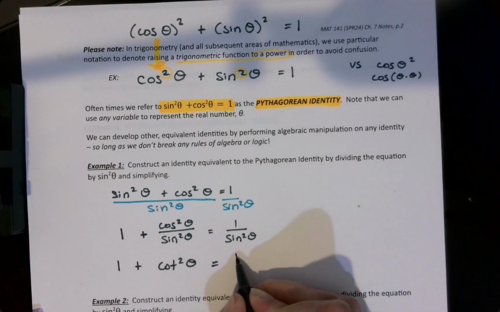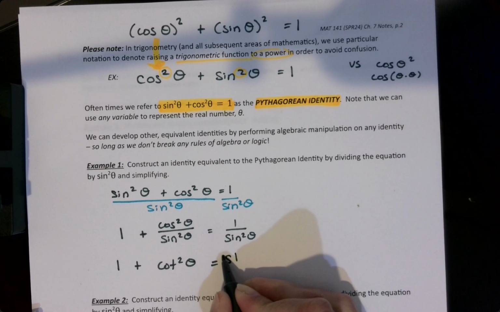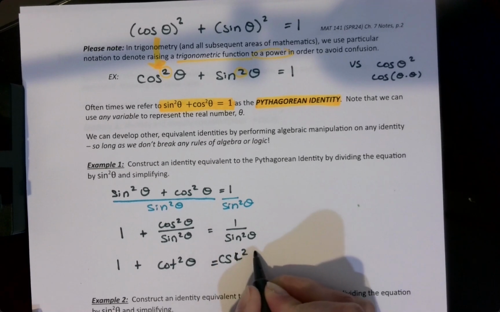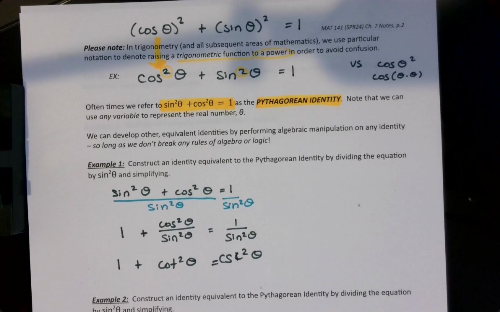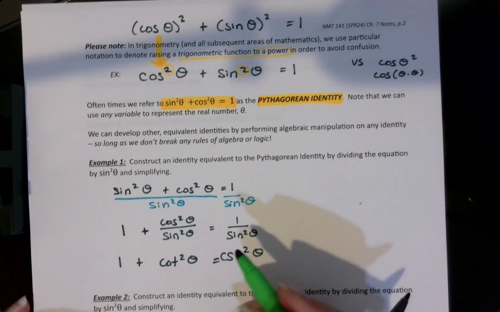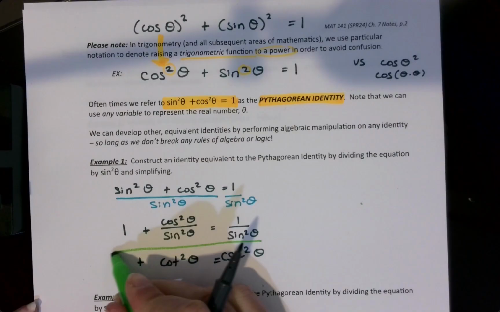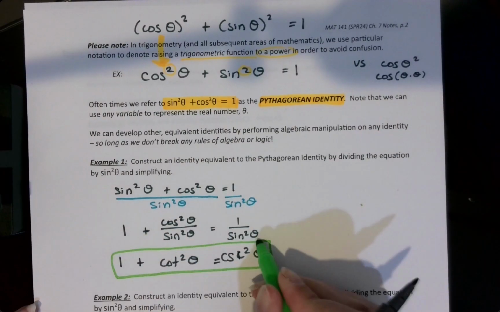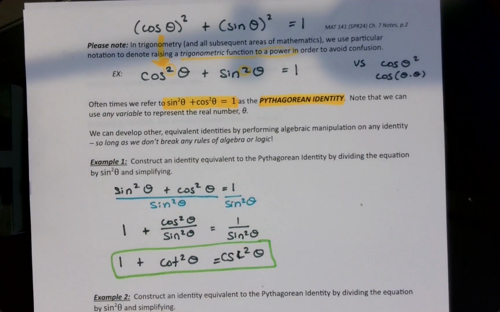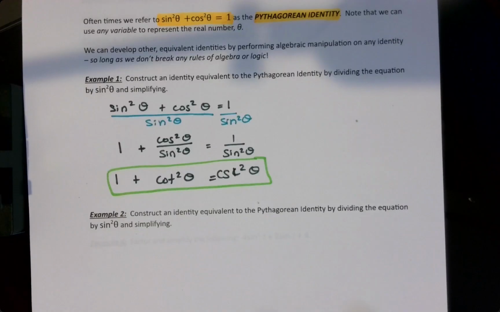It is printed down below in case your handwriting is a little messy like mine was there. So the Pythagorean identities, the first one is sine squared plus cosine squared theta equals 1. The next one is the one that we've just created here. It is 1 plus cotangent squared of x equals cosecant squared of x.